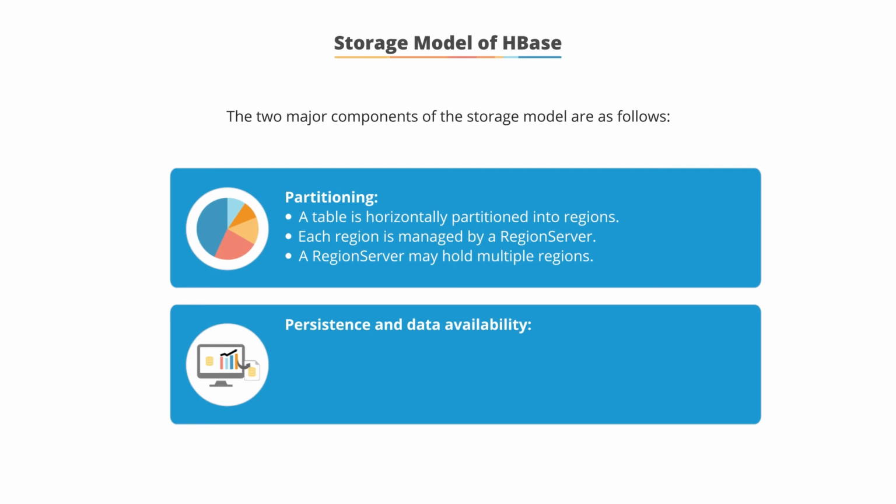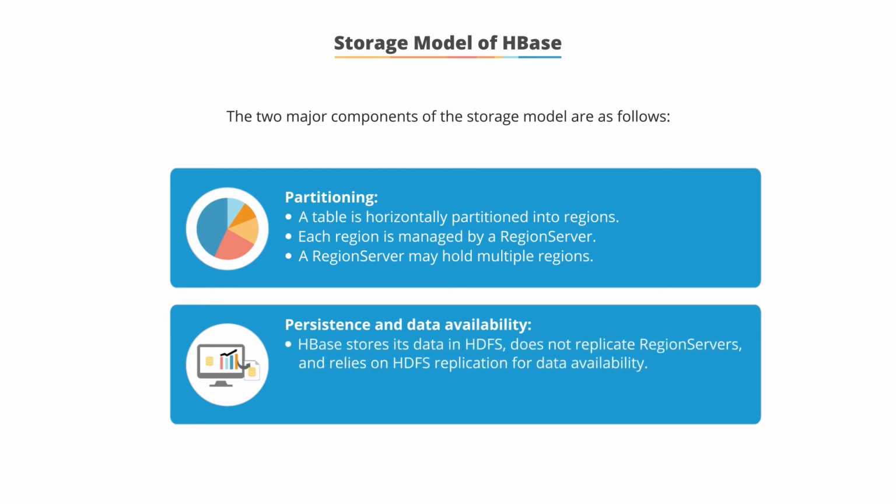Persistence and data availability are also important components of the storage model. HBase stores its data in HDFS, does not replicate region servers, and relies on HDFS replication for data availability. The region data is first cached in memory. Updates and reads are then served from the in-memory cache, which is called the memstore. Periodically, the in-memory cache, or memstore, is flushed back to HDFS. The WAL stored in HDFS is used for the durability of the updates.